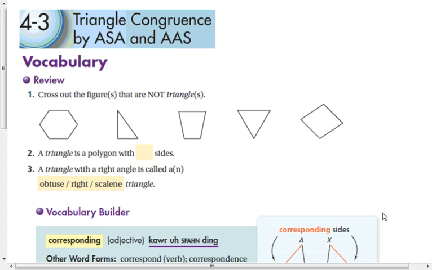In this lesson, we're going to learn how to prove two triangles congruent using the angle-side-angle postulate and the angle-angle-side theorem. Go ahead and do the review. I'll check back with you.